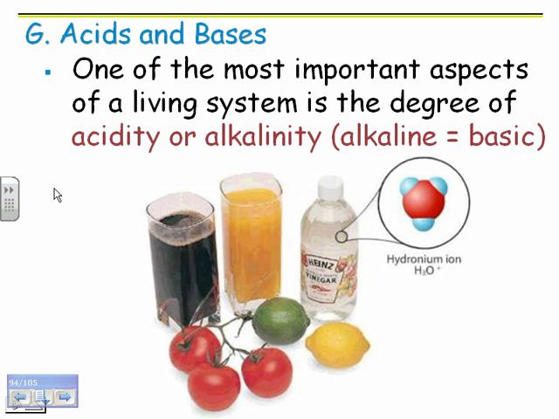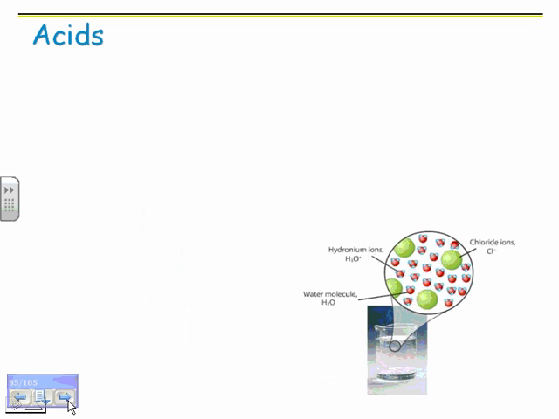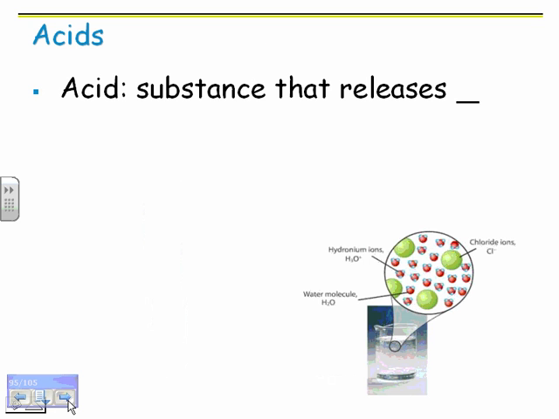One of the most important aspects of a living system is the degree of acidity or alkalinity that it has. Alkaline is just another word for basic, which is what you can think of as just the opposite of being acidic. So we'll look at acids first. An acid is a substance that releases hydrogen ions, H+.